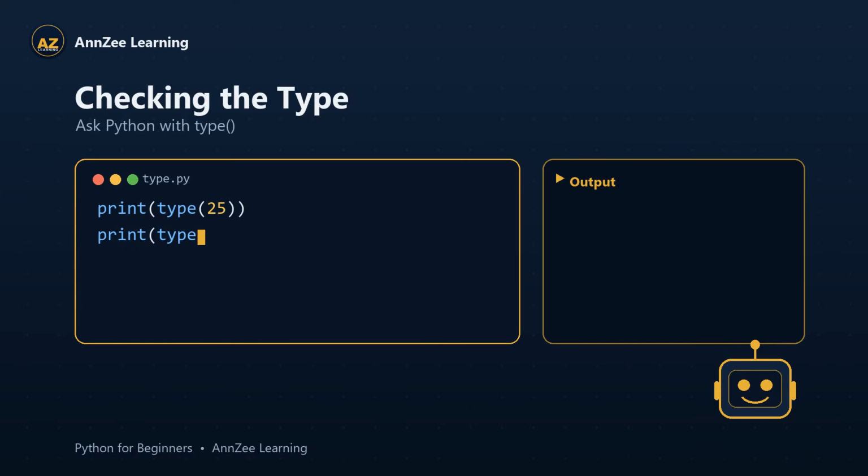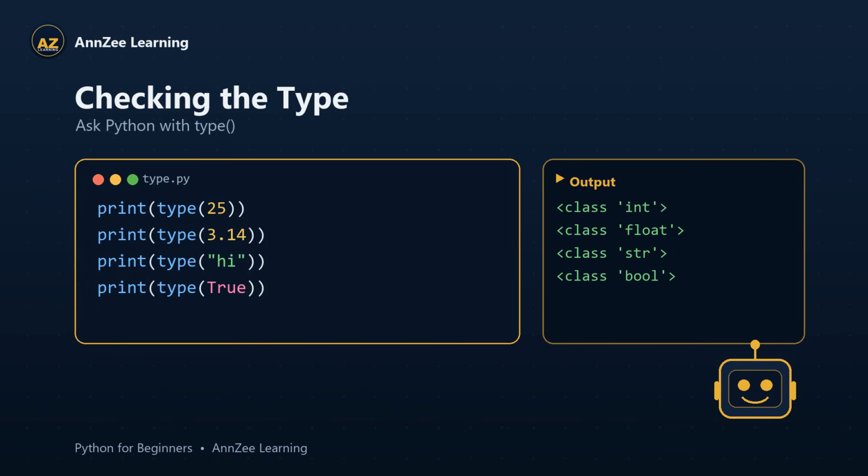Not sure what type a value is? Just ask Python, using the type function. Here we check a number, a decimal, some text, and a boolean. Python tells us int, float, str, and bool. Very handy when you're learning.